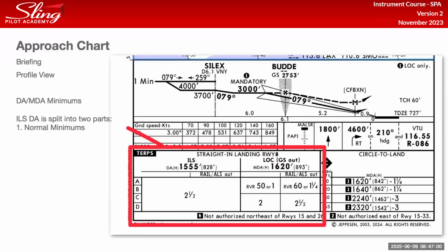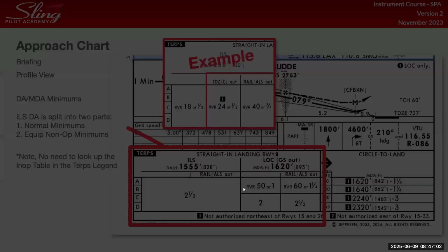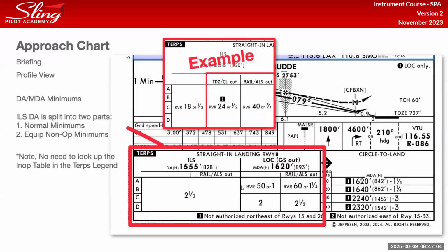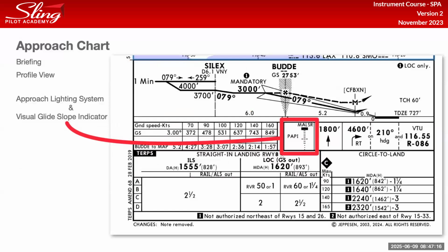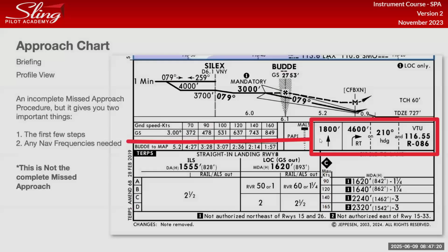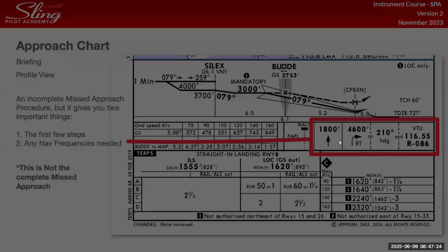Information about our minimums, visibility, ceiling. Decision altitude is split into two parts: normal minimums, and then minimums if different equipment is out of service. Type of lighting, PAPI and the MALSR, and then a depicted version of the missed approach.